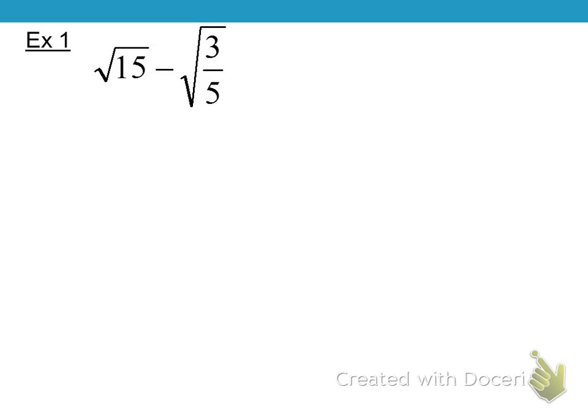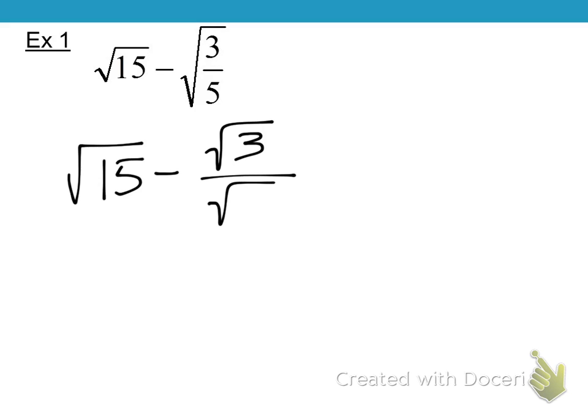All right, any idea where to start? Yes? Good, so we can separate the radical in the back for that fraction. So we can take the square root of the 3 and the square root of the 5. Multiply by what? Square root 5. So we're going to multiply the top and bottom by the square root of 5 because we cannot leave the square root 5 in the denominator.